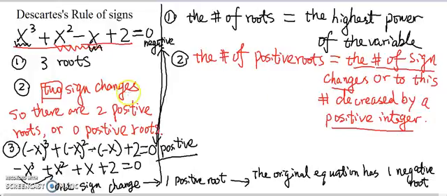Okay, so we found out that this equation definitely has 3 roots, and we know that it definitely has 1 negative root, and the other 2 are either 2 positive roots or 2 imaginary, because if it does not have 2 positive roots, if it has 0 positive roots, that means the other 2 have to be imaginary.